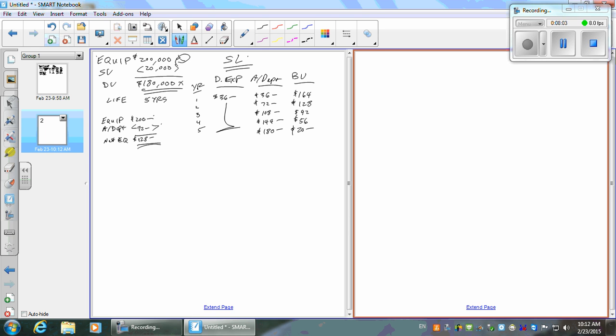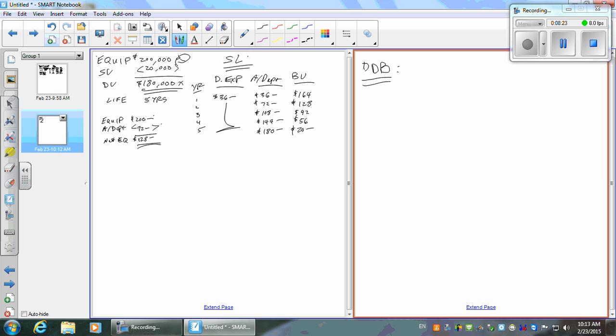Let's do, instead of straight line, let's switch to double declining balance, okay? Then we'll come back to units of production. I think I did it really quick last time. But double declining balance, this is the only one where you are taking a percentage of what's left.